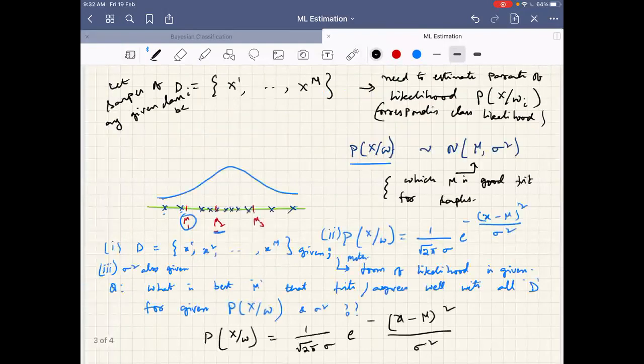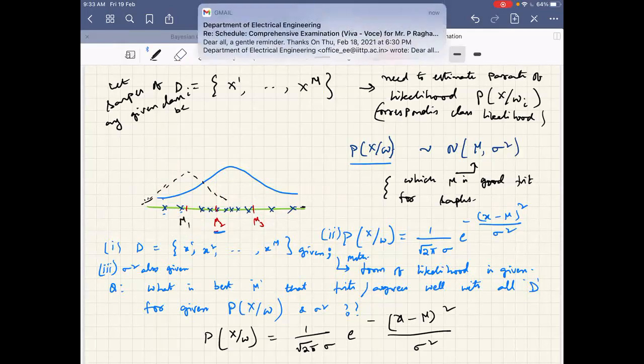Because if I fit a Gaussian with some other mu, then this Gaussian will be like this. Will this agree with these given samples? Yes or no? No. So now this is mu1, assume that.